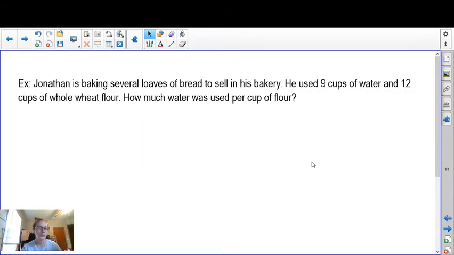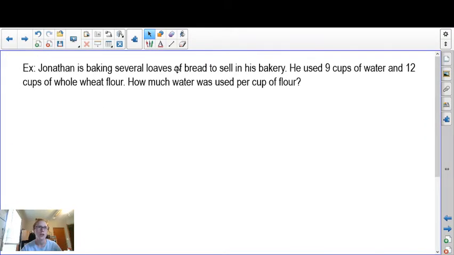I want you to, well, we'll do this one together. You don't really have a partner. This is going to be my, hey, work with your partner, guys. So we'll be partners. Jonathan's baking several loaves of bread to sell in his bakery. He uses 9 cups of water and 12 cups of flour. How much water does he use per cup of flour?